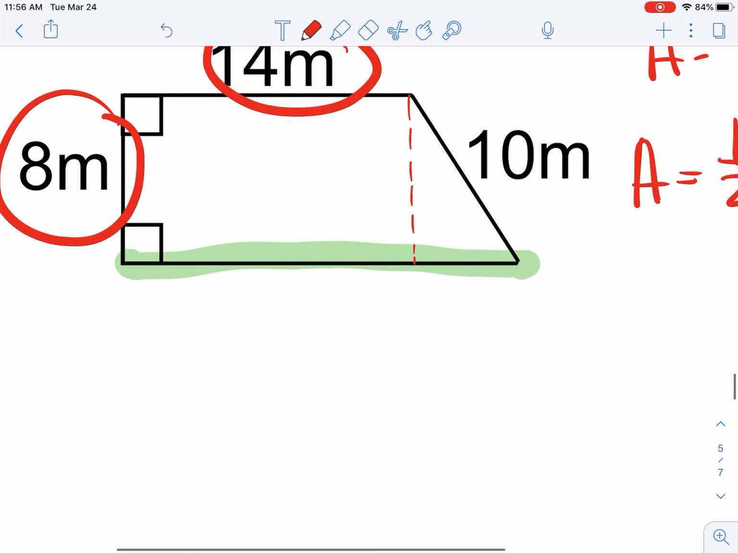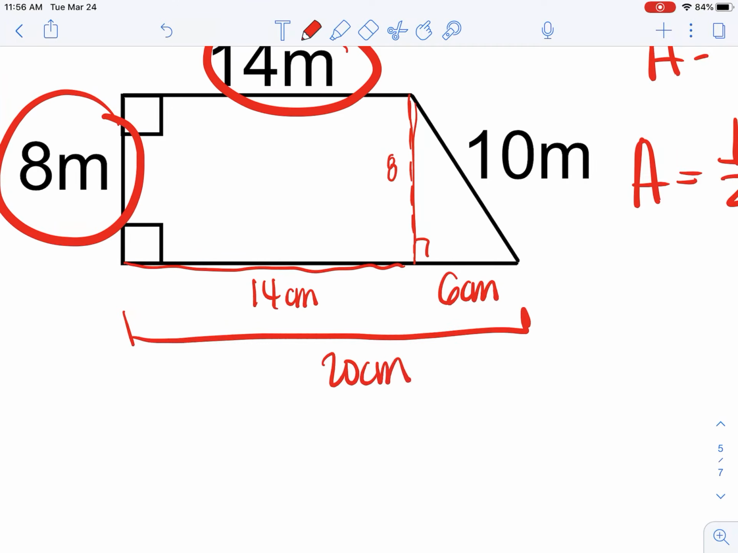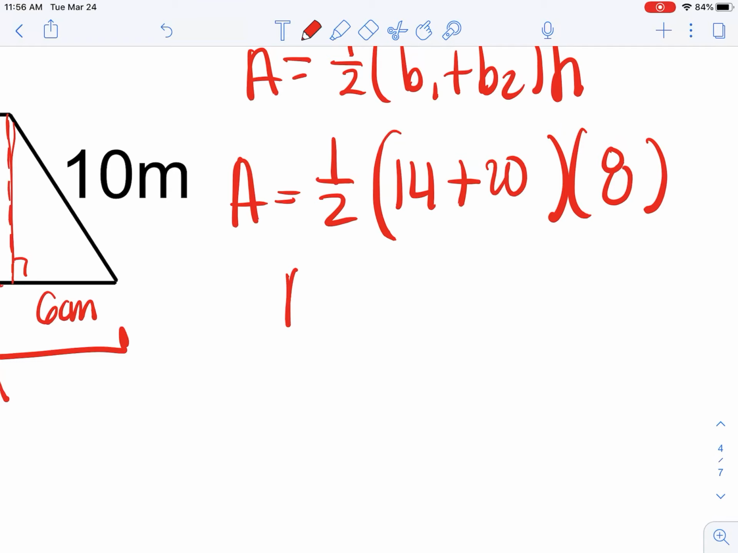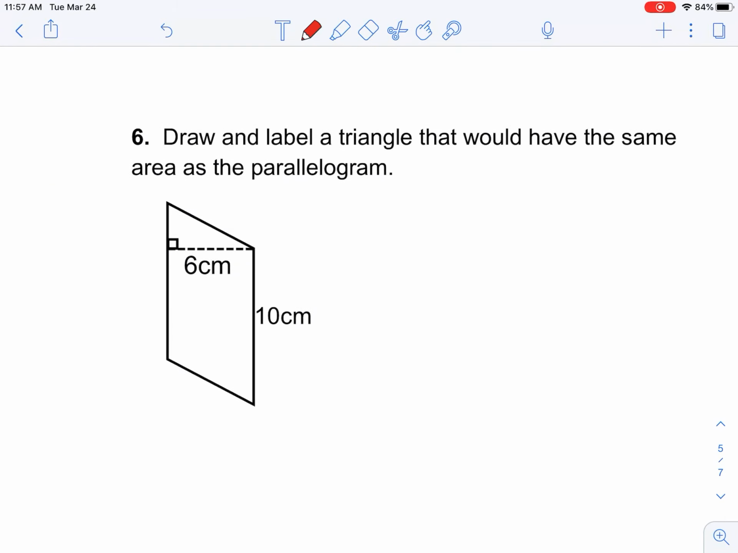So I have to figure out how to find this other base right here. Okay, so let's figure it out. Well, what I could do is I can break this into a rectangle and a triangle. Do I know how long this piece is? 8. Here's a right triangle. Can I figure out what this piece is? Do I know how long this piece is? This is 14 centimeters. Pythagorean theorem will let me figure out what this is. So if I do x squared plus 8 squared equals 10 squared, I end up getting 6 centimeters. So now you know that your second base is 20 centimeters. Pop that in your formula, and you get your area is 136 meters squared.